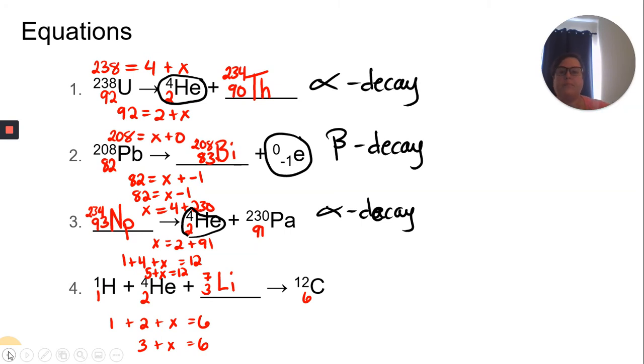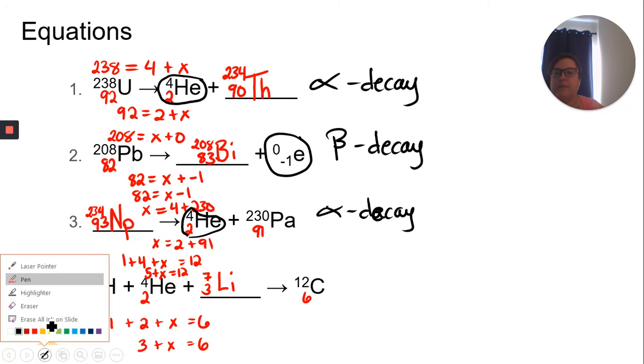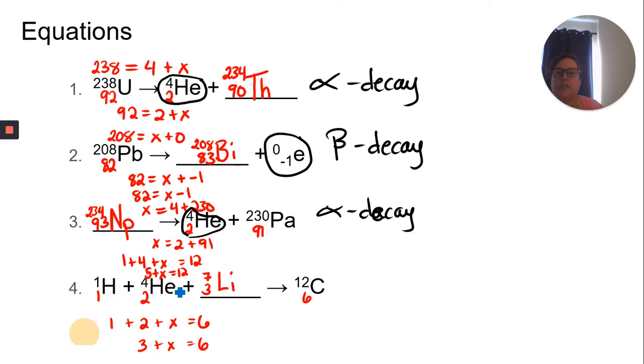So if we were to go back and look at that last reaction we had, number 4, we are taking 1, 2, 3 nuclei and combining them into 1. So we're fusing those 3 together. So this is an example of fusion. Now if we were to look at number 3, we started with 1 nucleus and we ended with 2 nuclei. So that would be an example of fission.